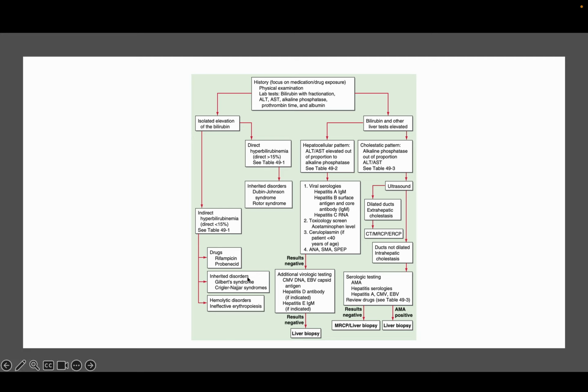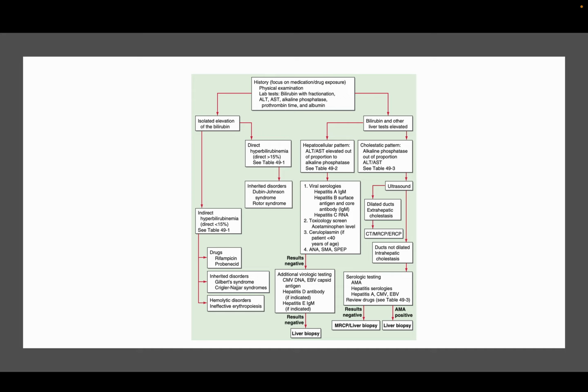Other causes are hemolytic. So for any isolated hyperbilirubinemia, where only bilirubin is elevated without ALP and AST elevation, first check direct bilirubin. If direct bilirubin is more than 15%, Dubin-Johnson and Rotor are the possibility. If direct bilirubin is less than 15%, it favors unconjugated hyperbilirubinemia. First check for hemolytic anemia: LDH, and whether any autoimmunity is there. Then check for any drugs like rifampicin usage. Then check for Gilbert's and Crigler-Najjar syndrome. So this is the pattern of hyperbilirubinemia.